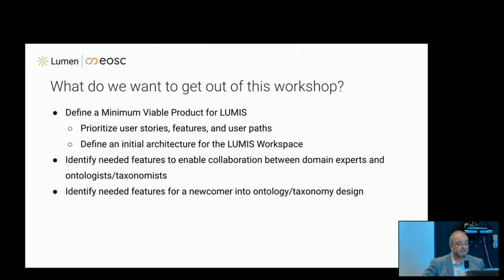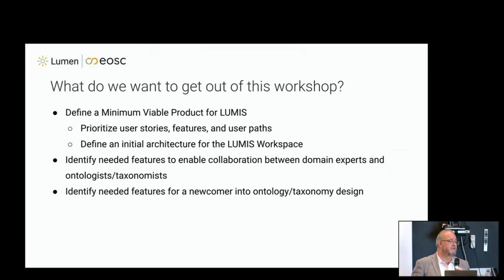What do we want to get out of this workshop? Well, we want to define this minimum viable product as far as possible. That's going to be also ongoing discussions in the regular meetings we have in the task. For this, again, we prioritize the user stories, define the initial architecture, and we want to identify the needed features to enable collaboration between domain experts and ontologists, taxonomists, and the needed features also for newcomers.